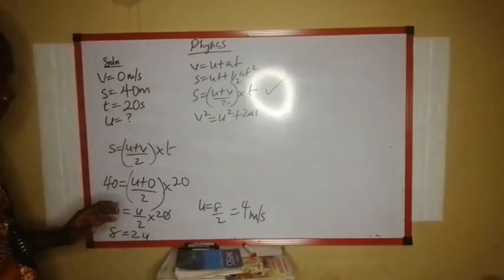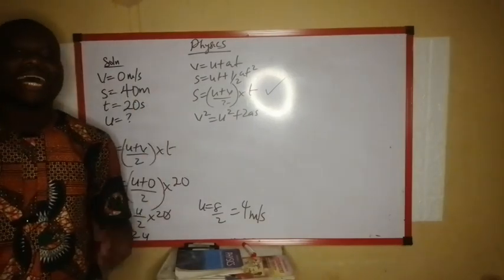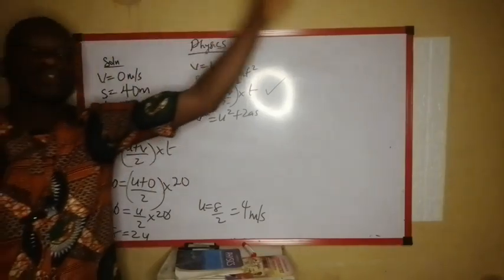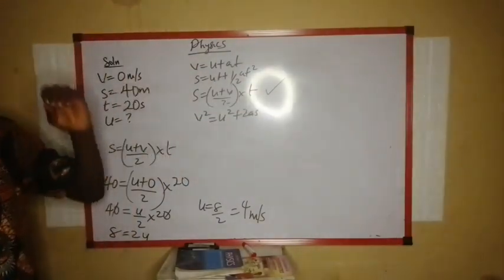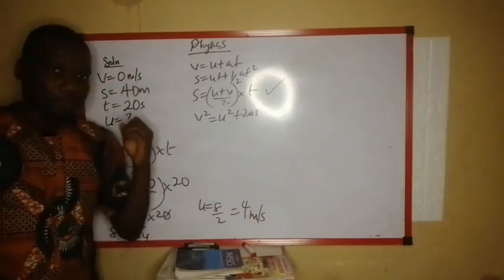So take note, a body starts from rest. It implies that the initial velocity is 0. A body goes to rest. It implies that the final velocity is 0. Take note of this valid point.